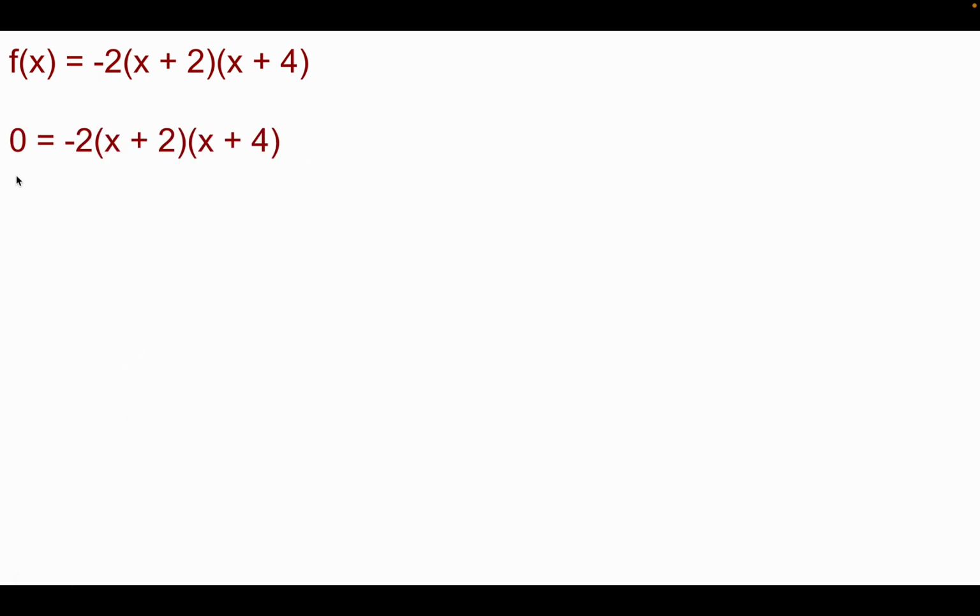This was the first way that I showed how to solve for the x-intercepts when the equation was written in standard form. I think that this will be the easiest way to solve for the x-intercepts for this one. We're just going to take each of our factors, so x plus 2 and x plus 4, and set them equal to 0.